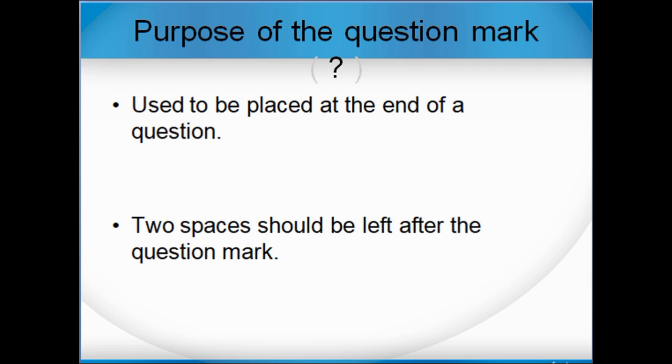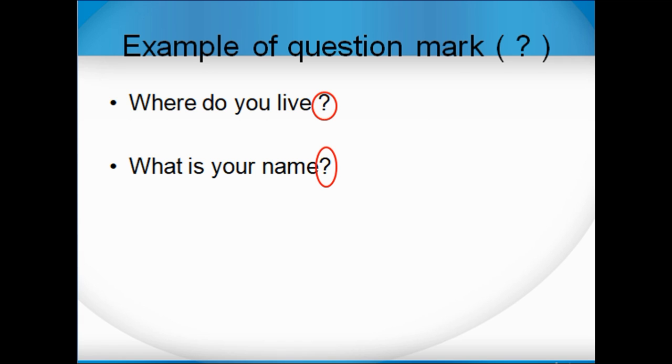So let's look at the example. "Where do you live?" That is a question, and to show that this is a question, we place a question mark behind that sentence. "What is your name?" That is also a question. The person is finding out something, and to show that that is a question, we use a question mark placed at the end of that group of words or that sentence there.